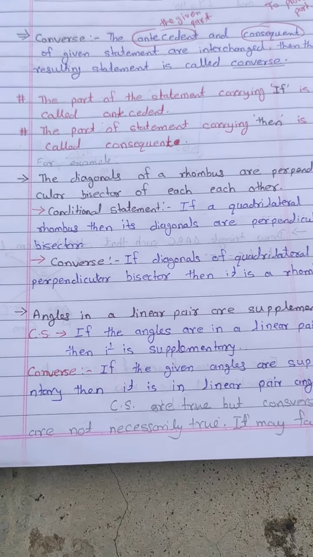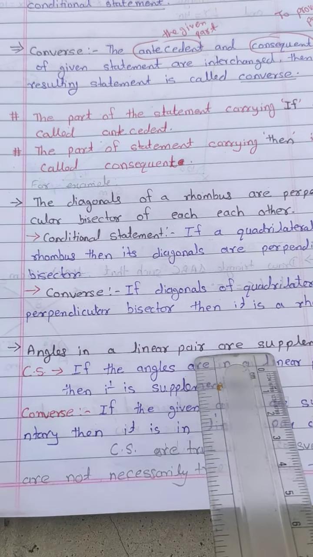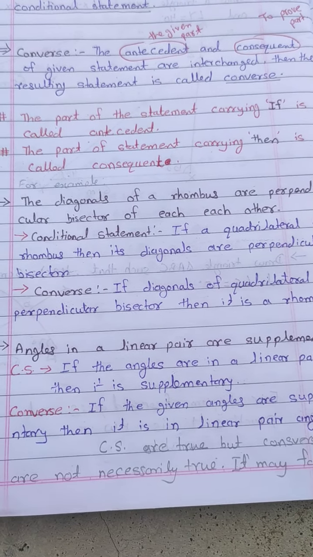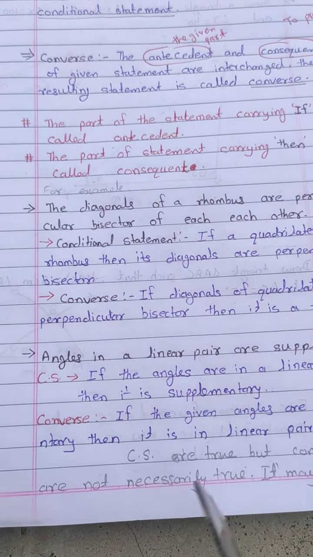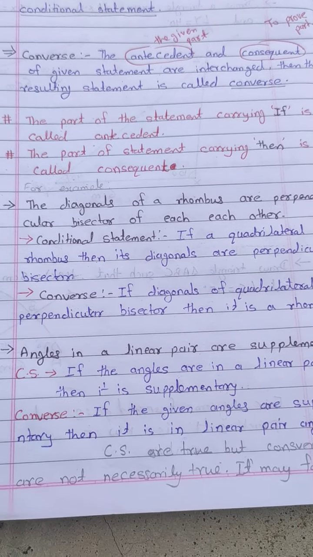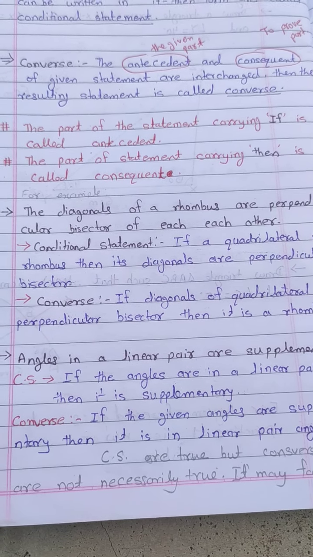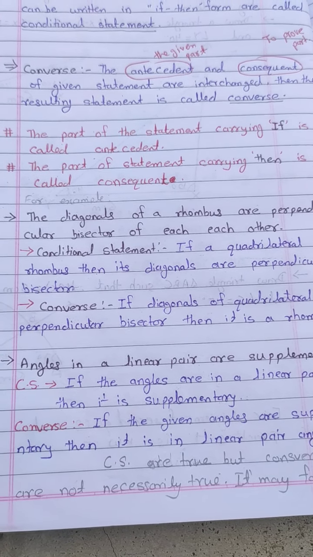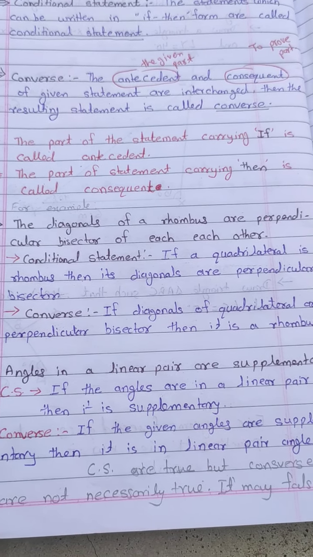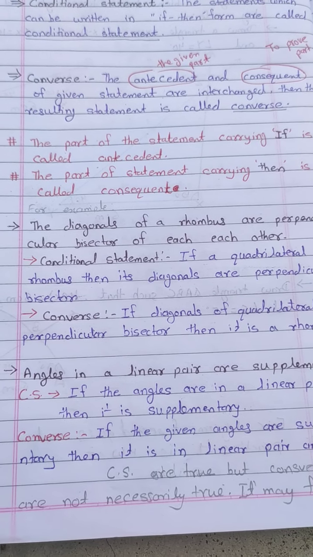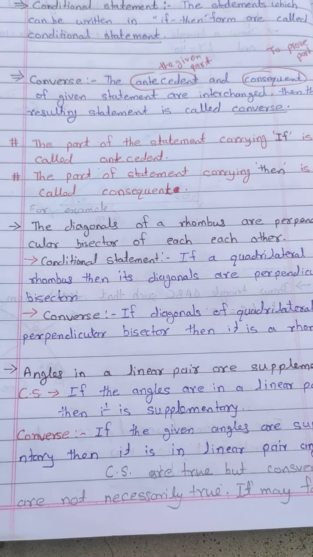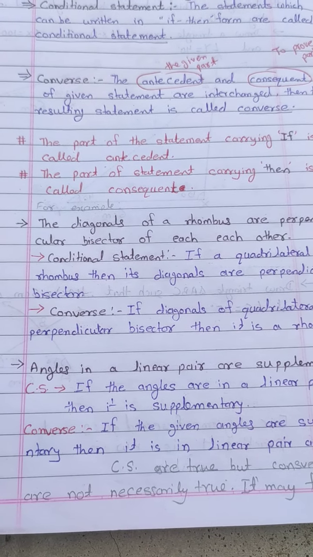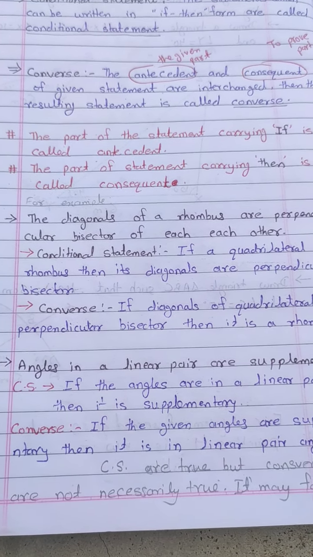Take one more example: angles in a linear pair are supplementary. We have to write this as a conditional and converse statement. In the conditional statement we write: if the angles are in a linear pair, then they are supplementary. If the angles are in a linear pair, that is the given part, the antecedent. Then they are supplementary, it is the proof part, the consequent.